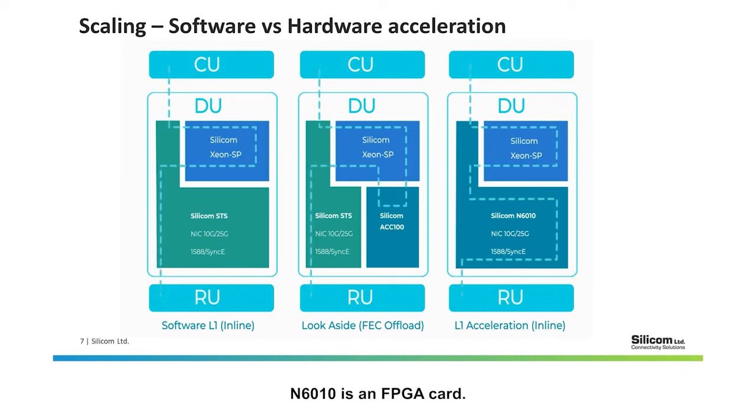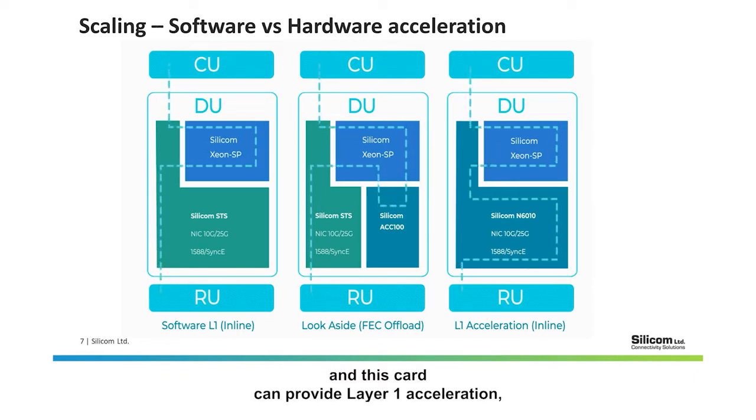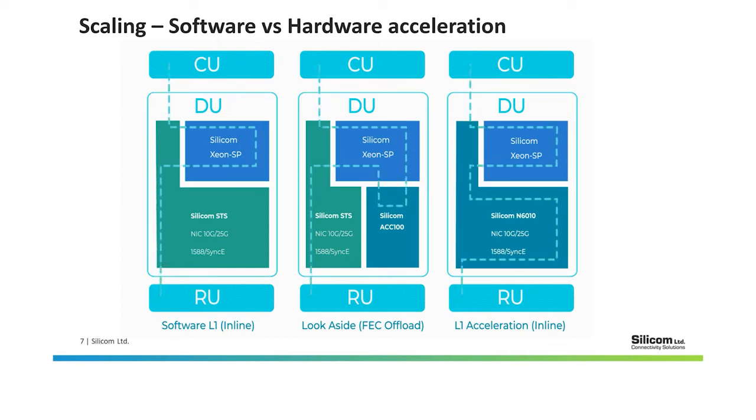On the right-hand side, we are seeing the Silicom N6010. N6010 is an FPGA card. It includes an Intel Agilex FPGA, and this card can provide layer 1 acceleration. And those will be the next slides.